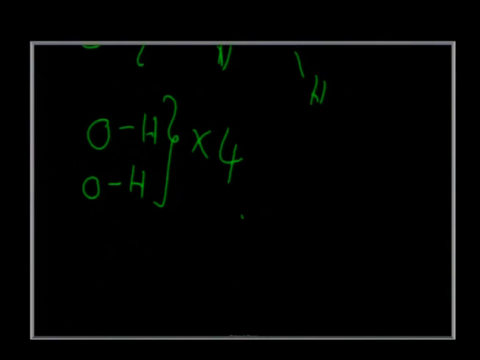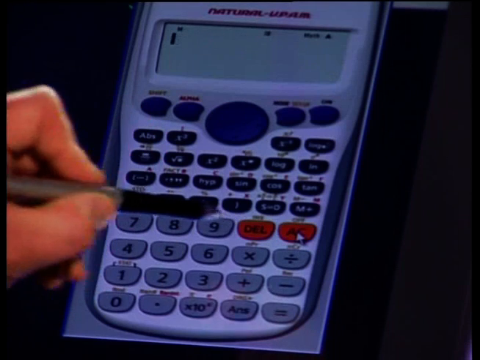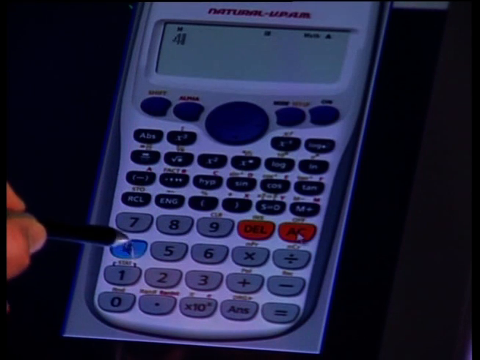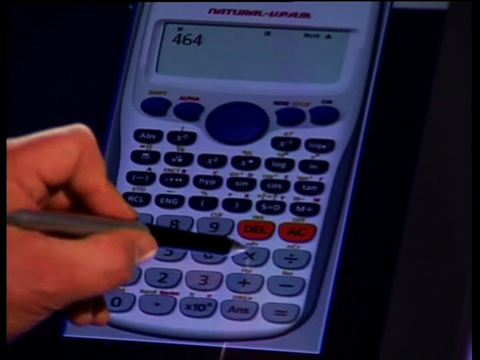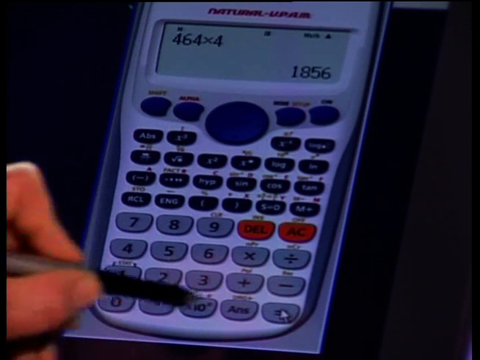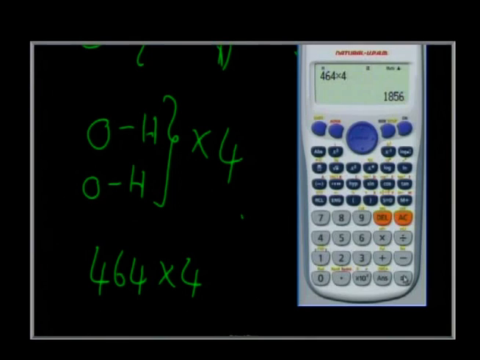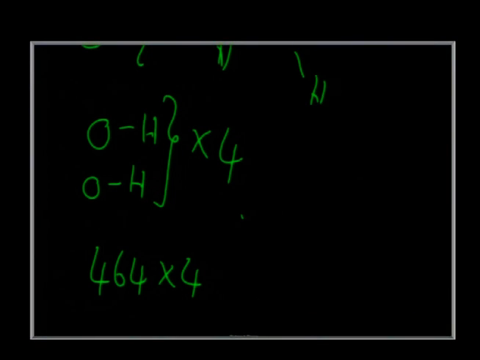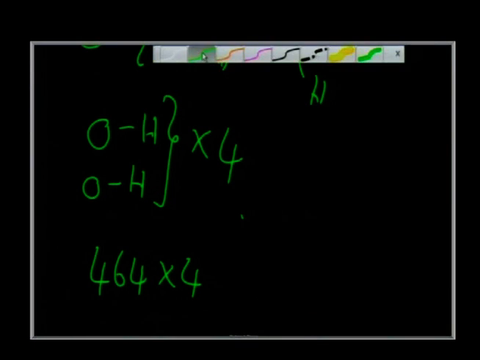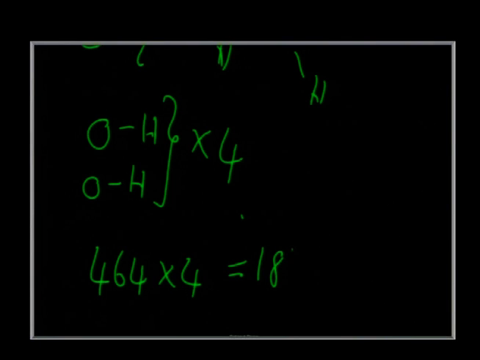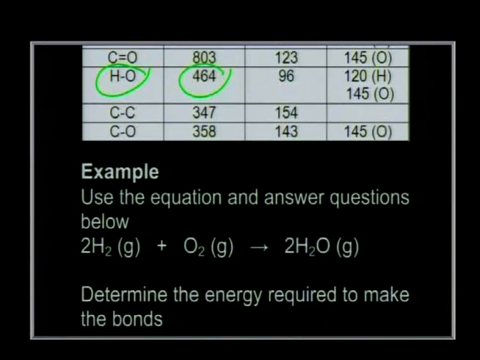So you know what, we might as well do it. 464 times 4. Calculator, not difficult to see. What we've got is 464 times 4. So that gives me an answer of 1856. So here's the interesting thing.